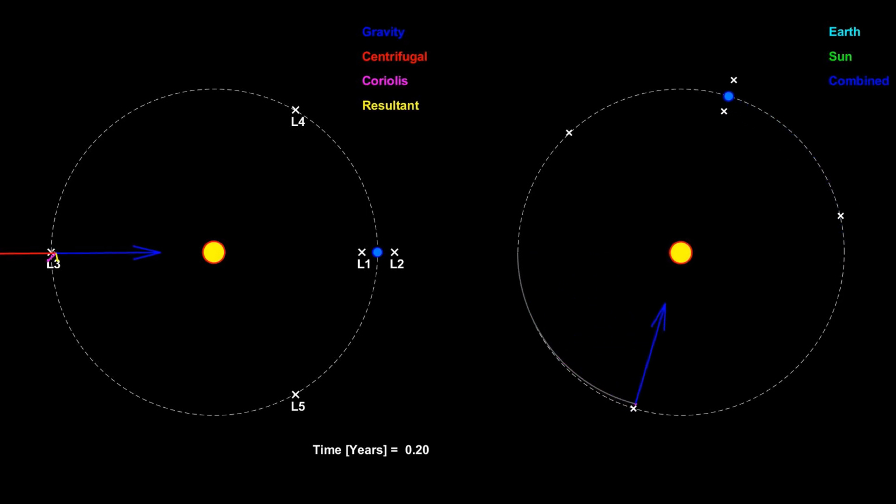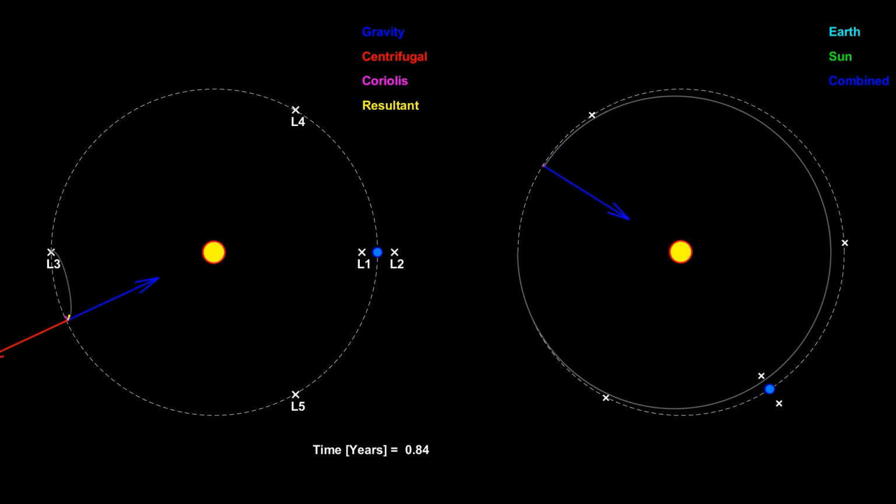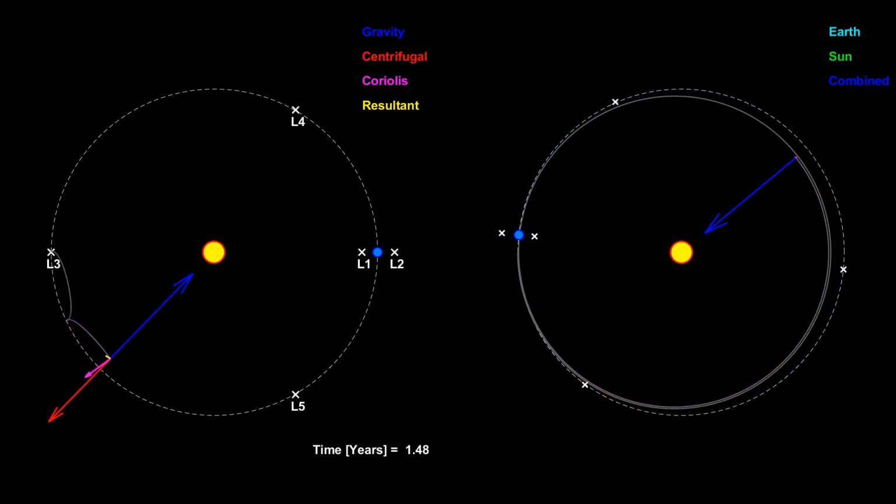G'day Space Cadets, and welcome to this deep dive into Lagrange points. In this video, we're going to discuss the physics and stability of each Lagrange point in detail.